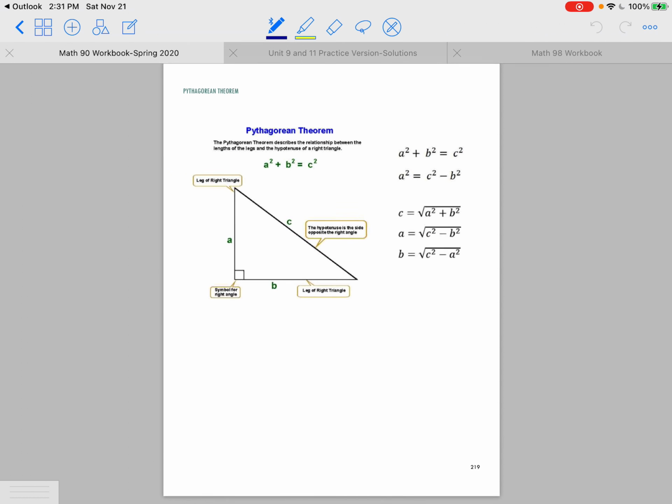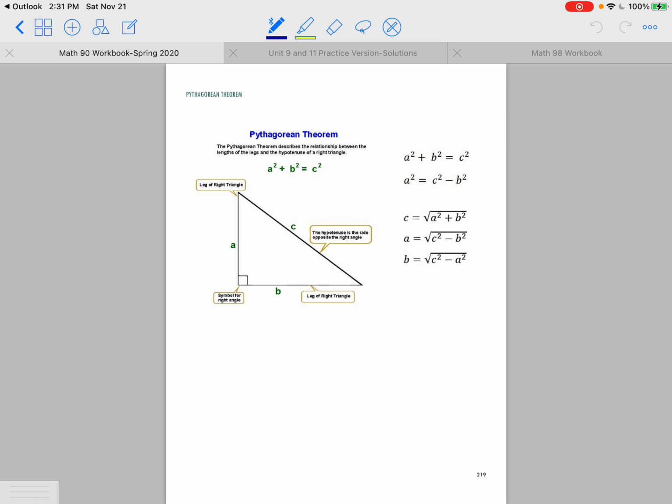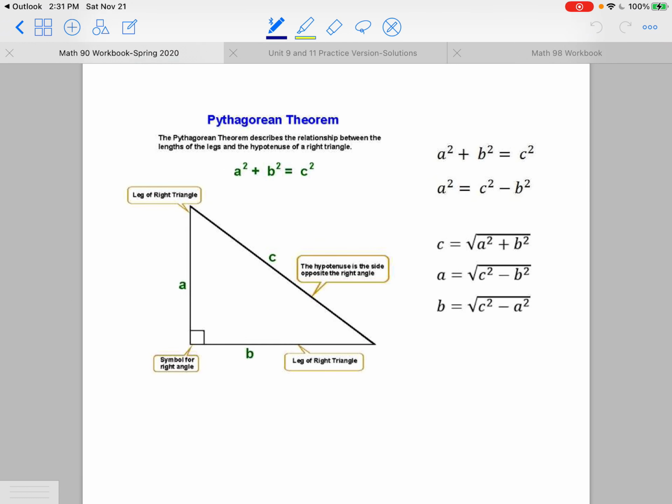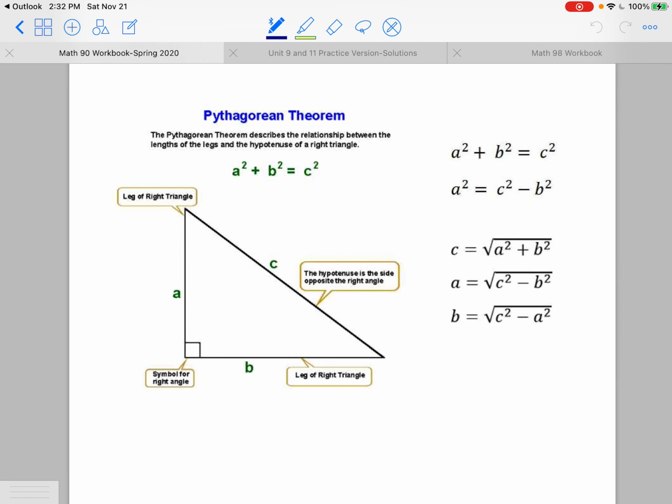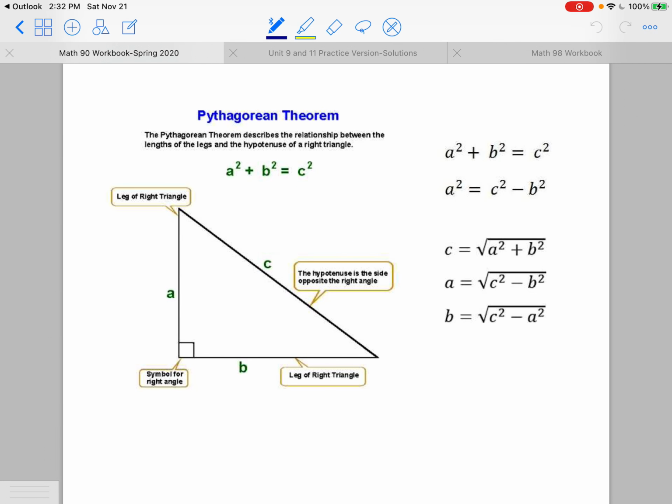So let's just start here. This is actually in the back of your workbook. Mine says page 219, but that could change based on the different versions of the workbook. You would just look in your table of contents for this page. It says here, the Pythagorean theorem describes the relationship between the lengths of the legs and the hypotenuse of a right triangle. So you guys can see here, we know it's a right triangle.